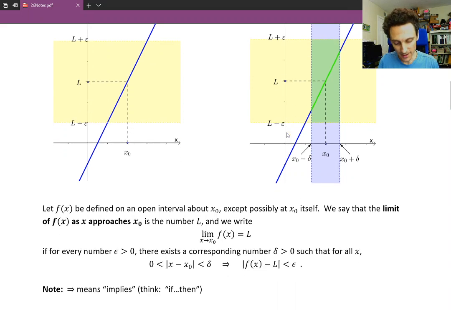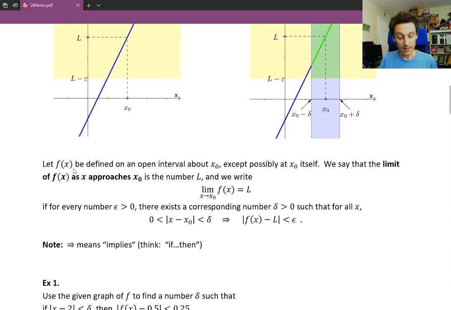Now the formal definition is down below. It says, let f be defined on an open interval about x naught, except possibly at x naught itself. Remember, with limits, we don't care what happens at x equals x naught. We just care what happens as we get close to x naught. So there could be a hole there at x naught for all we care.